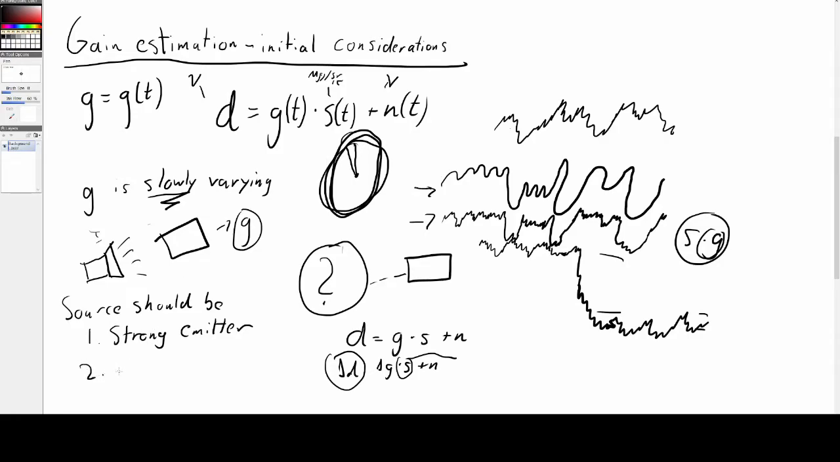So the second property of the source should be that it is well known. It has a well-known emission signature.